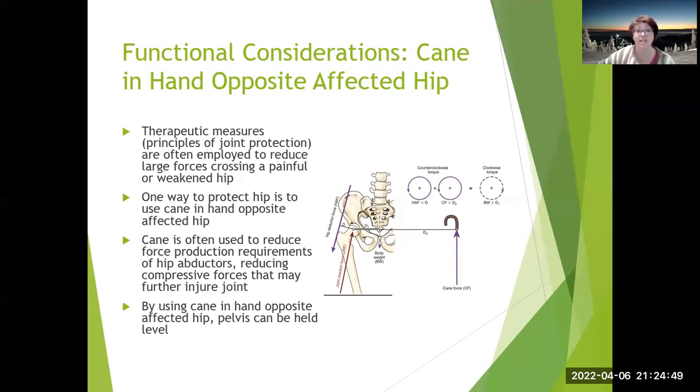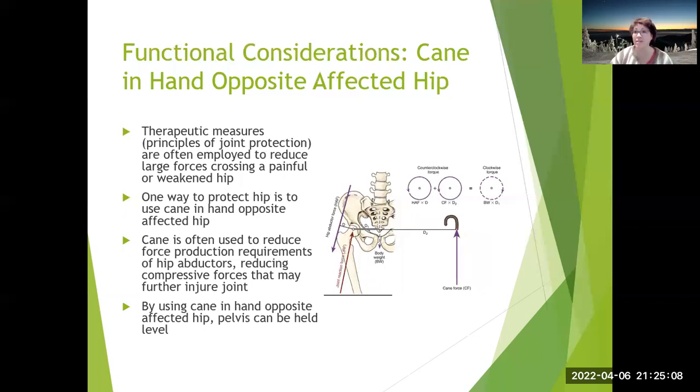By using the cane in the opposite hand, it allows the pelvis to be held level. So the cane actually provides a downward force on the opposite side, lifting the affected side. So it decreases the compressive forces on the hip.